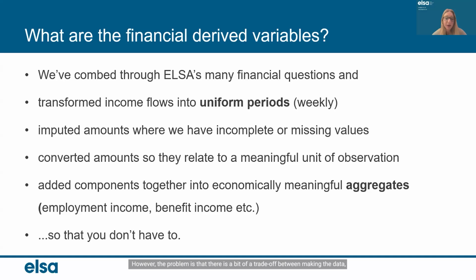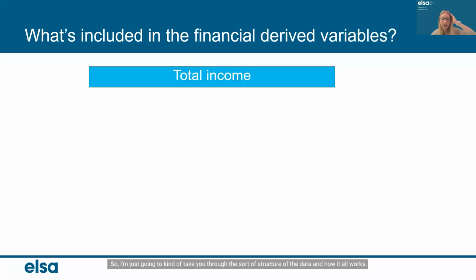However, the problem is that there is a bit of a trade-off between making the data useful for your average user who just wants to pick up the data and off they go with their analysis, and actually providing enough information for users who might want a little bit more detail. So even though we do all this work, we still end up with quite a lot of variables. So I'm just going to take you through the structure of the data and how it all works.